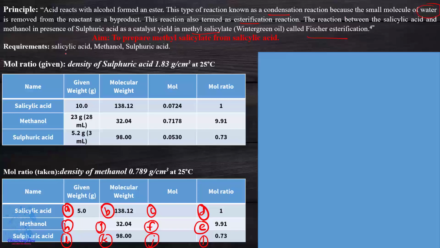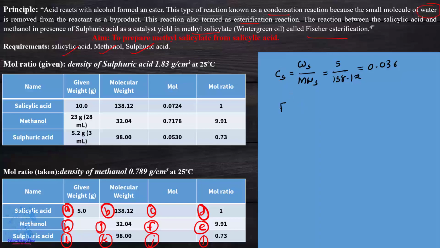So in the requirements we need salicylic acid, methanol and sulfuric acid. Here we have a predefined, given table. In that, we have taken 10 gram of salicylic acid, 28 ml of methanol and 3 ml of sulfuric acid. But we want to proceed with the experiment taking 5 gram of salicylic acid. So here, to get the moles of salicylic acid, we divide the given weight by the molecular weight of salicylic acid. So 5 divided by 138.12 is equal to 0.036. That 0.036 is CS.